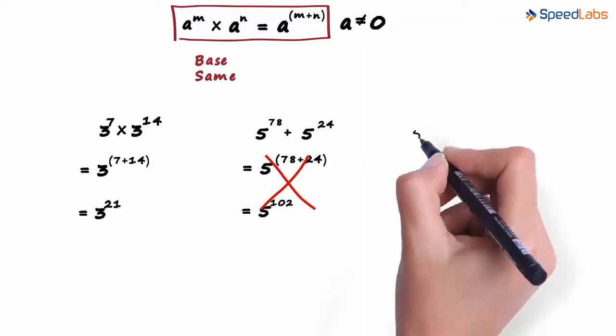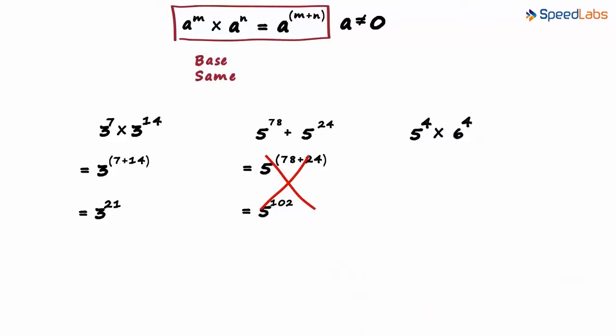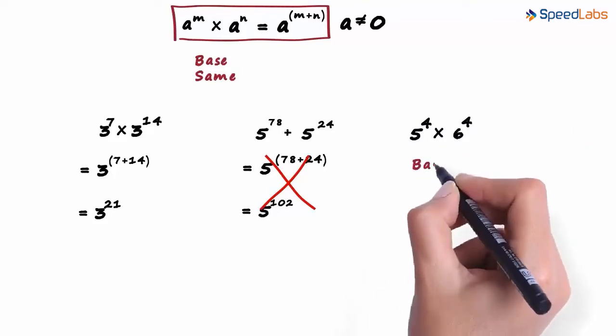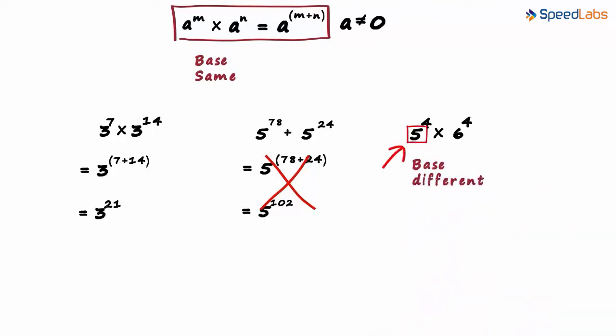What about 5 raised to 4 multiplied by 6 raised to 4? We cannot use the product law here since the base is different. Base here is 5 and the base here is 6. It doesn't matter if the exponents are the same. If the base is different, the product law cannot be used.